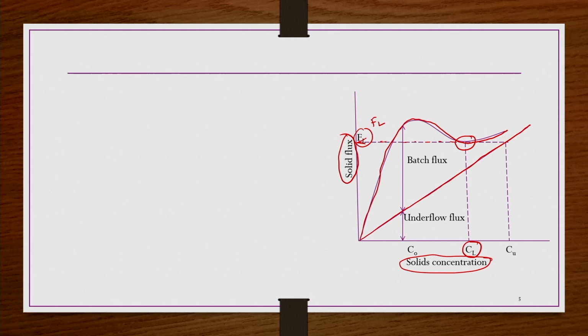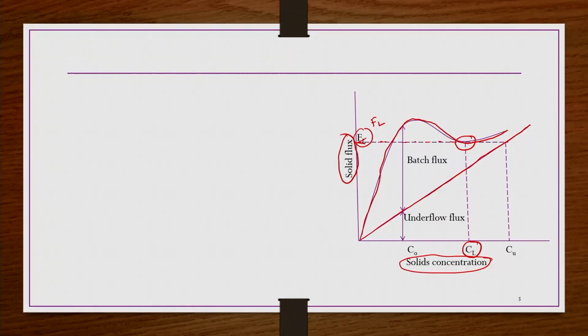So, you wanted to collect the sludge at such and such concentration. If it is not there, then when this minimum flux is established, under such conditions you start taking the underflow. Okay. So, what is the corresponding underflow concentration?